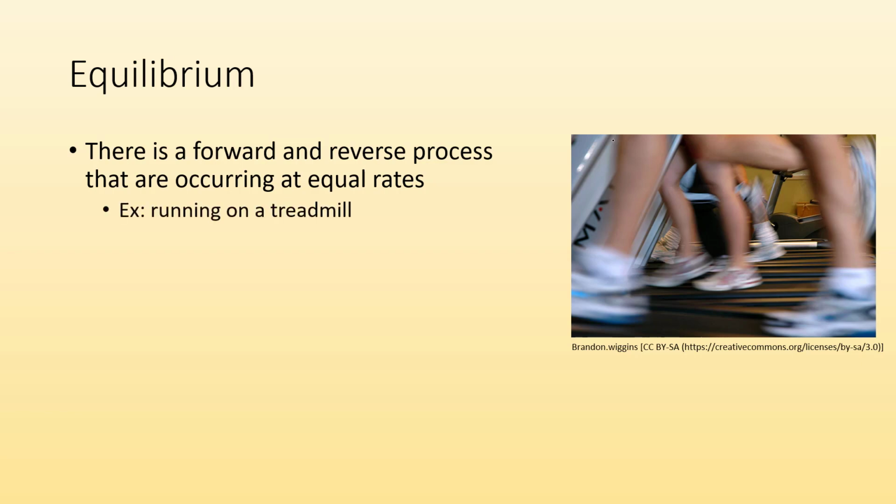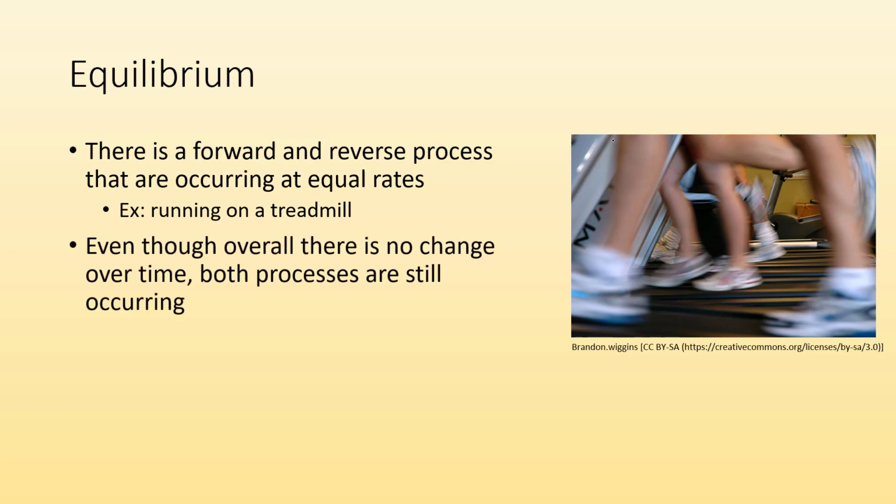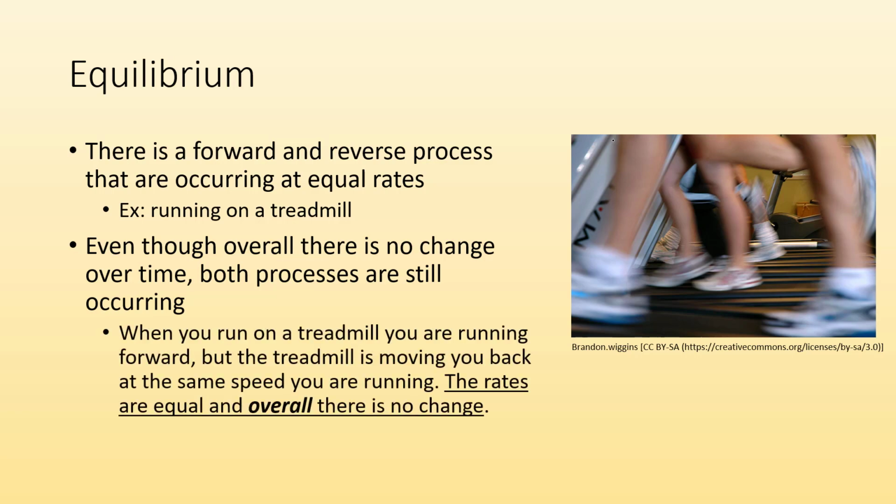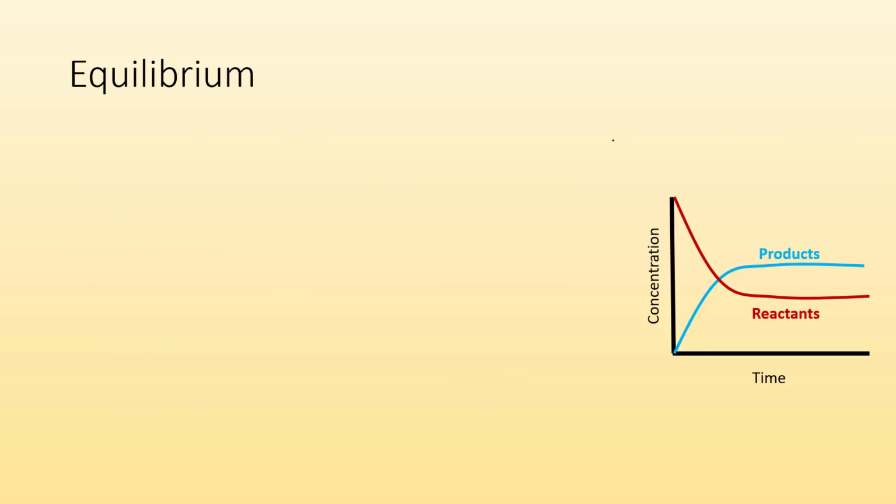So my go-to analogy, it's like running on a treadmill. Because even though overall there's no change over time, you're not going anywhere on that treadmill, both processes are still occurring. You're running forward on the treadmill, but it's moving you back, hopefully, at the same speed at which you're running forward. So the rates are equal. How fast you're running forward is how fast it's moving you back. So hopefully, you stay on that treadmill. If that's not true, you get thrown off, right?